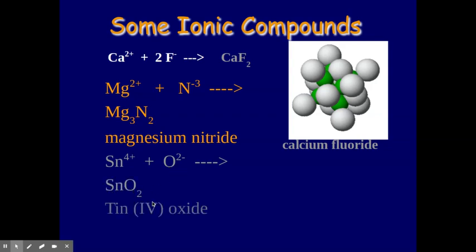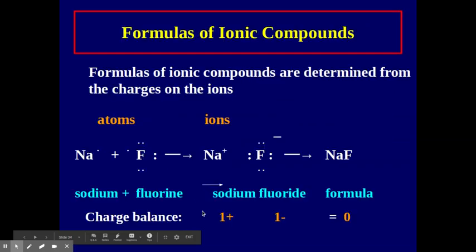SnO2. Now, remember how we said the transition metals, we were going to have to include the charge in the name? That's what we're doing here. Tin, there's different types of tin. So this is a tin with a +4 charge. So we call it tin, Roman numeral 4. So tin 4, and then oxide. Okay, I know, it gets confusing fast. If you need to pause, go back and rewind, feel free.